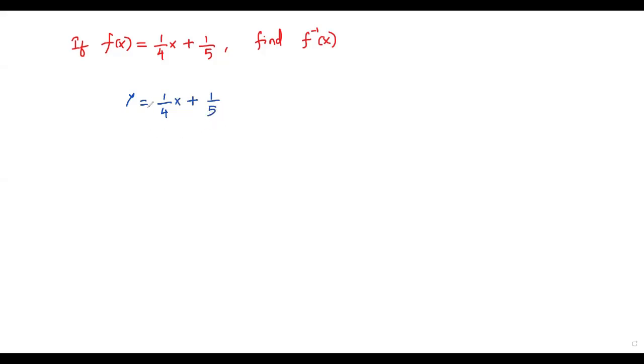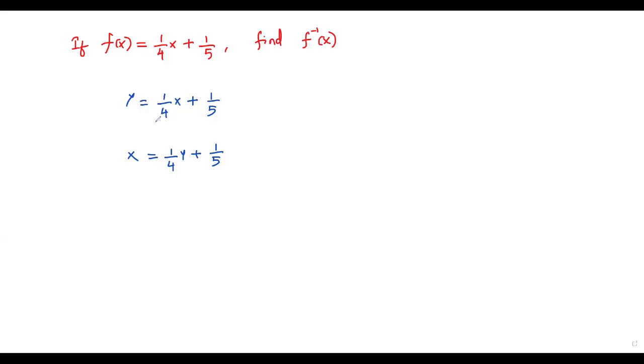In my second step, I have to switch the x and y. So when I switch x and y, I'll be getting x equals 1/4 of y plus 1 over 5. So at the place of y, I wrote x. At the place of x, I wrote y. So this is the second step.